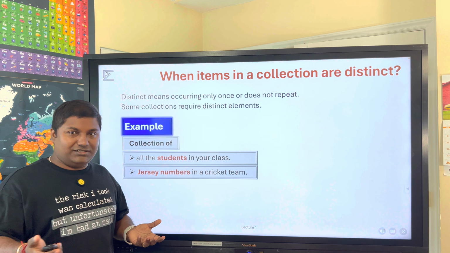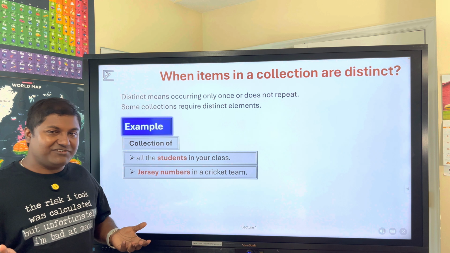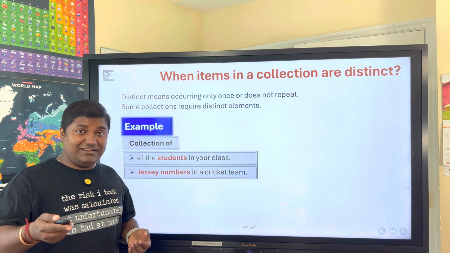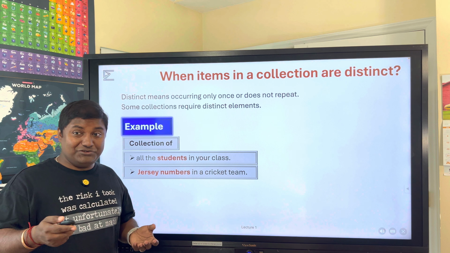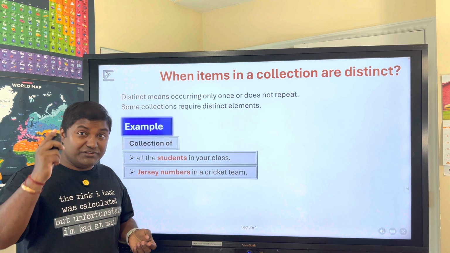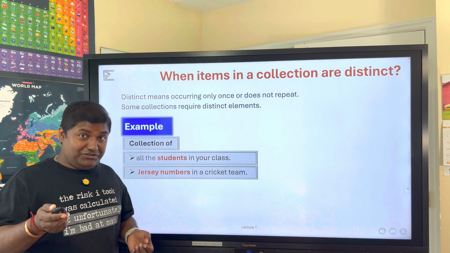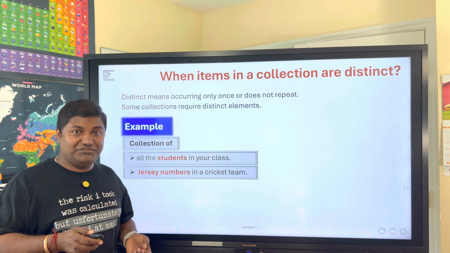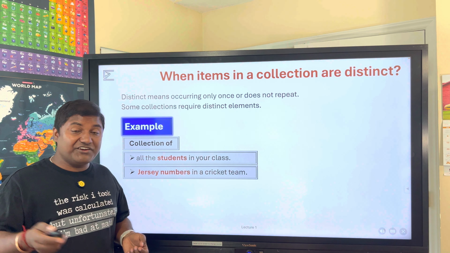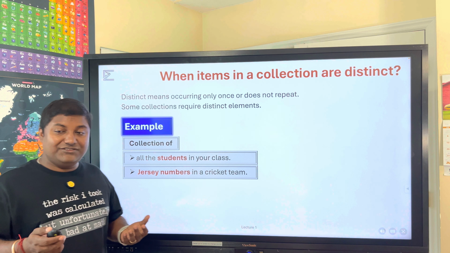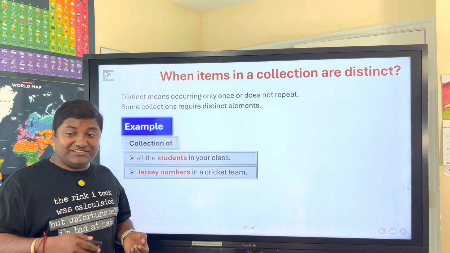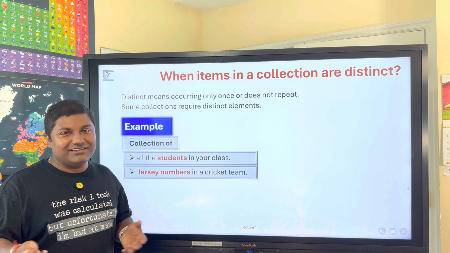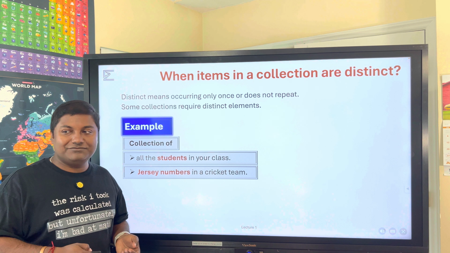Another example, you have seen sports teams, right? Let us take a cricket team for example. If you have seen a cricket match on television, you see all the players wear a jersey with a number written on it, and you will probably observe that everyone has a different number on their jersey. No two players of the same cricket team have the same number, right? So if we consider a collection of jersey numbers in a cricket team, the elements in this collection, that is the jersey numbers, are distinct.